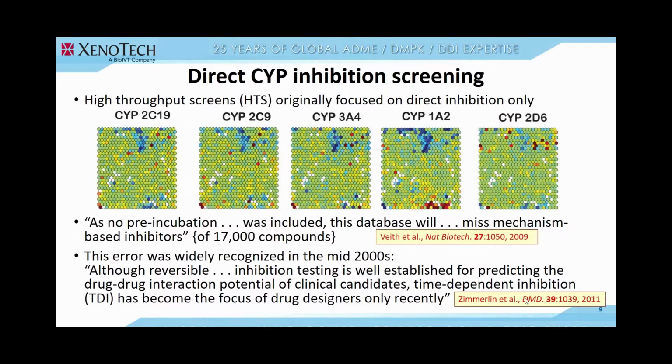So Alfred Zimmerlin's group out of Novartis published in 2011 and noted that this error was widely recognized in the mid-2000s, saying that although reversible inhibition testing is well established for predicting drug-drug interaction potential of clinical candidates, the time-dependent inhibition has become the focus of drug designers only recently. So again, the mid-2000s is when people really started to pay attention to this in screening.